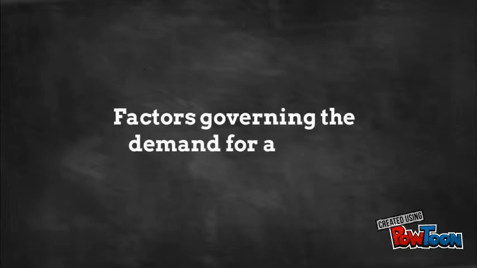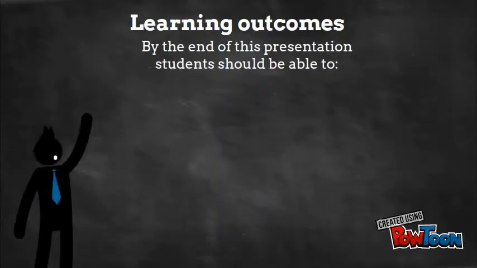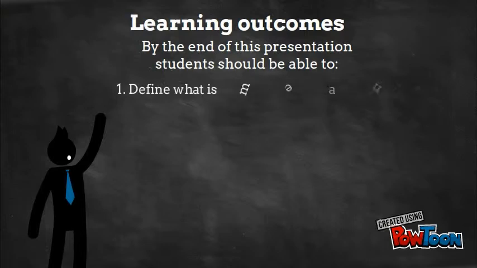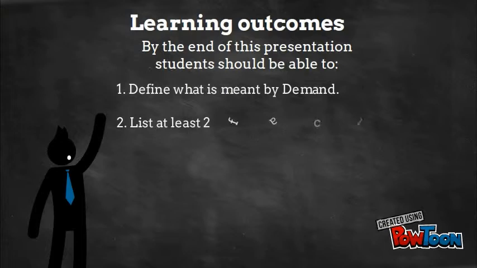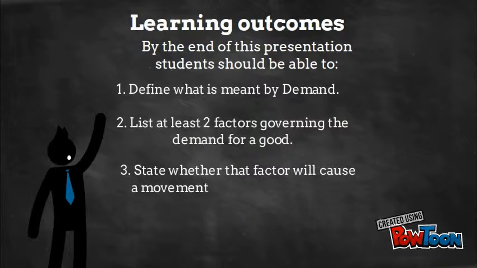This presentation is going to be on the factors governing the demand for a good. The learning outcomes. By the end of this presentation, students should be able to: 1. Define what is meant by demand, 2. List at least 2 factors governing the demand of a good, and 3. State whether that factor will cause a movement along or a shift of the demand curve.